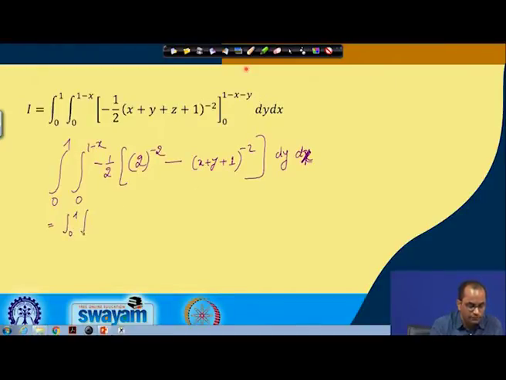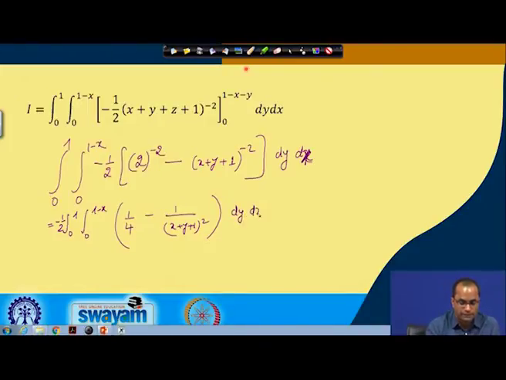So, we have 0 to 1 and 0 to 1 minus x with this minus half there, and this will be 1 by 4, this will be 1 over this x plus y plus 1 minus 2, then plus 2 there in the denominator, and then dy and dx. Now, with respect to y, we need to integrate. So, here in this place we will get 0 to 1, 1 by 4, and with respect to y. So, this will be just y, and when we put the limit, we will get 1 by 4 and this 1 minus x here, and with minus sign.